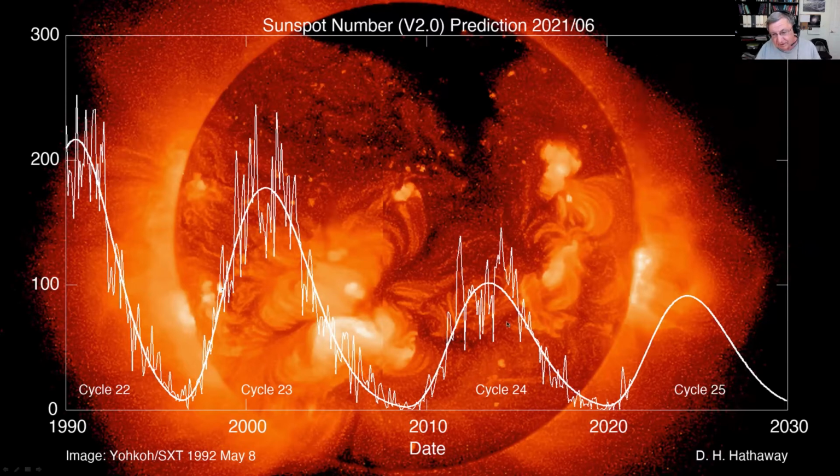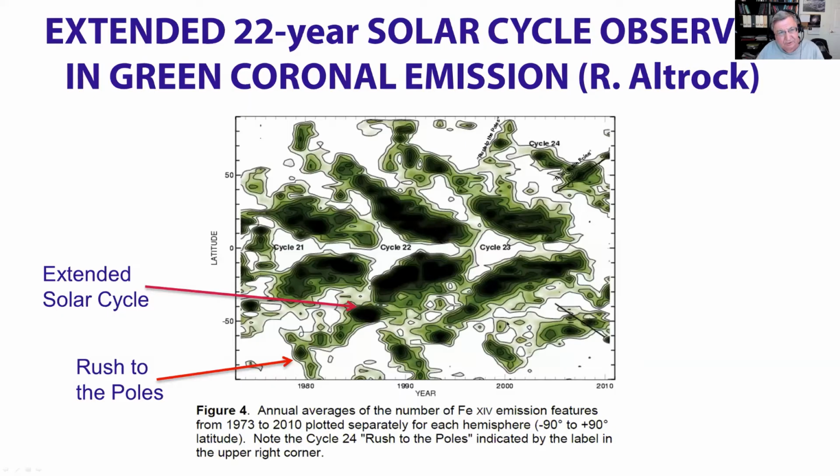As we see, there is a trend of declining solar activity. If you want to understand this, there is a feature that is less known and usually paid less attention to. It's the so-called extended solar cycle. It was first observed in the emission of the green coronal line, and for many years Dick Altrock measured the coronal emission at Sac Peak, and it forms a butterfly diagram. But if you look carefully at this picture, at the beginning of this cycle 23, it looks like it started much earlier.